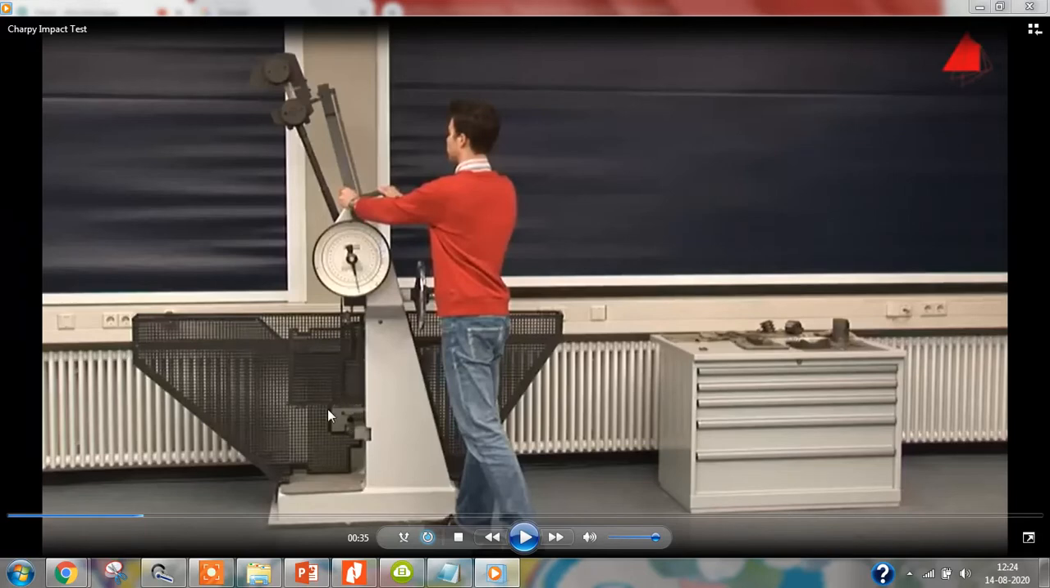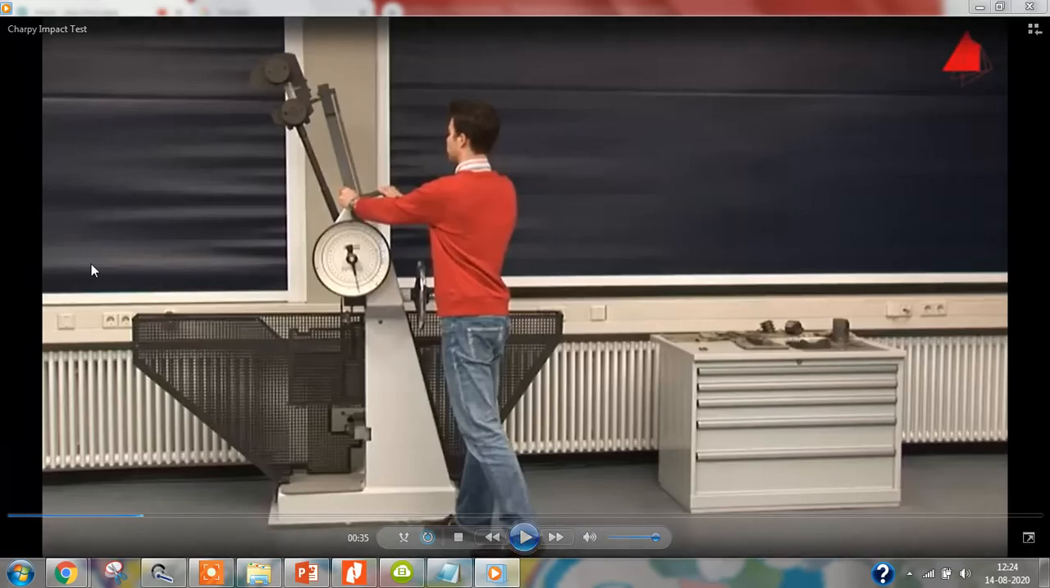Without any disturbance, if you are leaving at 2 meters, it will go to 2 meters. If you are leaving at 1 meter height, it will go to 1 meter height and it will come back. But when it is spending energy in breaking a specimen, will it go to a height of 2 meters? No, it won't. It will go to a height of 1.5 meters and will come back. The difference in height: it should go to 2 meters, that is the potential energy, but now it is going only to 1.5 meters.